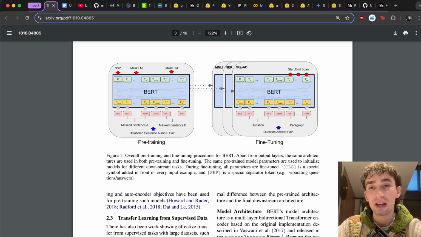That being said, I hope this video gave you some appreciation and insights into BERT models, as well as some practical ways that you can start using them yourself.